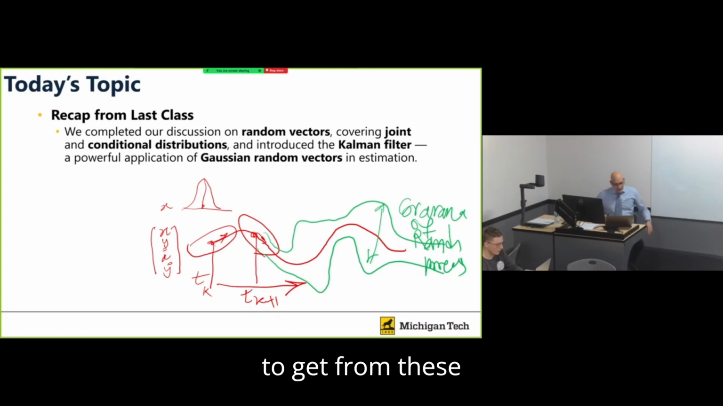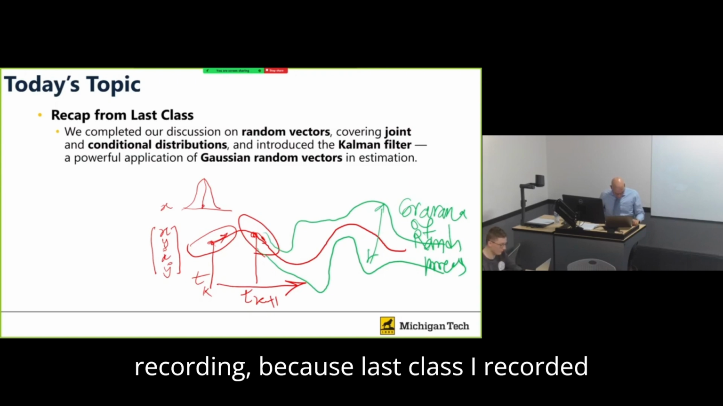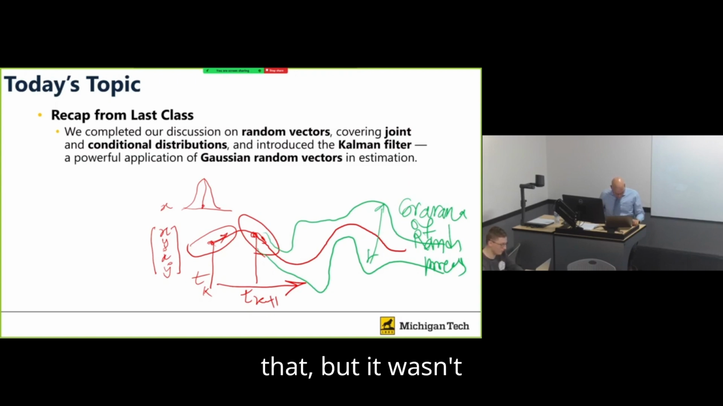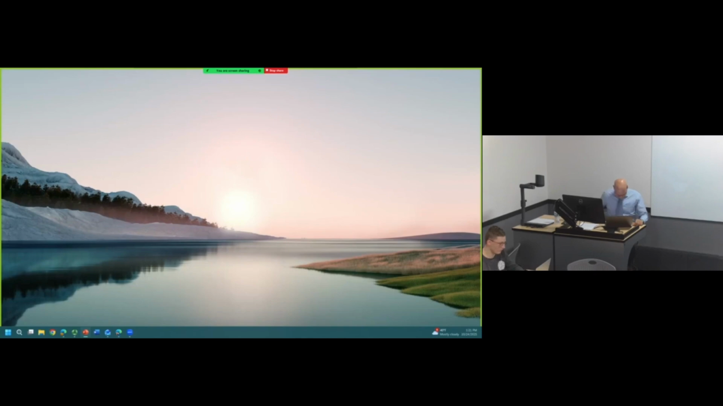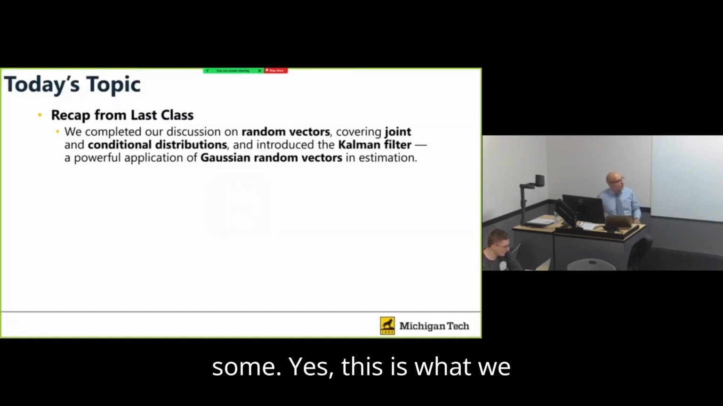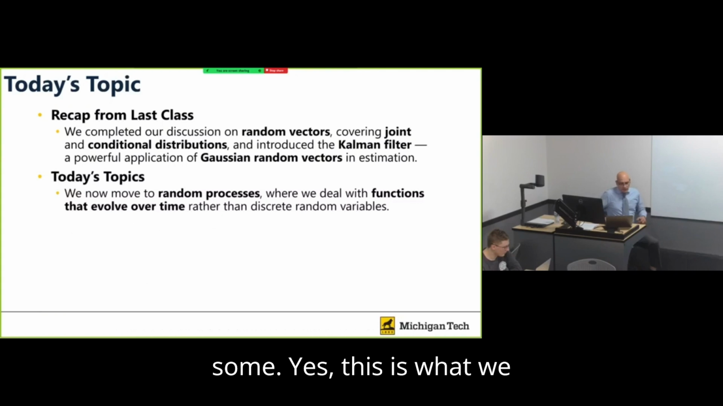What we're going to get from these random processes. I just want to check if I am recording, because last class I recorded, but it wasn't there. I don't know why. I'm just going to discard this for a second. Back to the class.